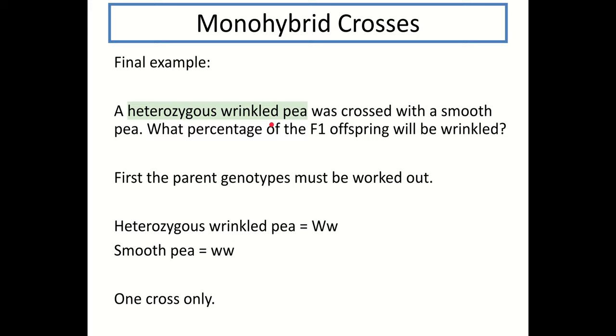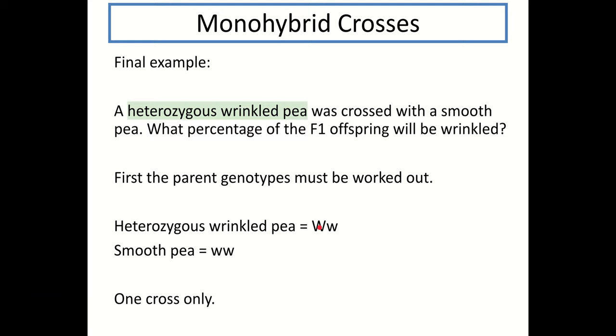Well, if the pea is heterozygous, it must have one big allele and one small allele. So it has to be big W, little w. And because it looks wrinkled, it means wrinkled has to be dominant. So I'm going to use W as my letter. So its genotype is going to be big W, little w, because it's heterozygous, but we know it's wrinkled, so it has to have a dominant.